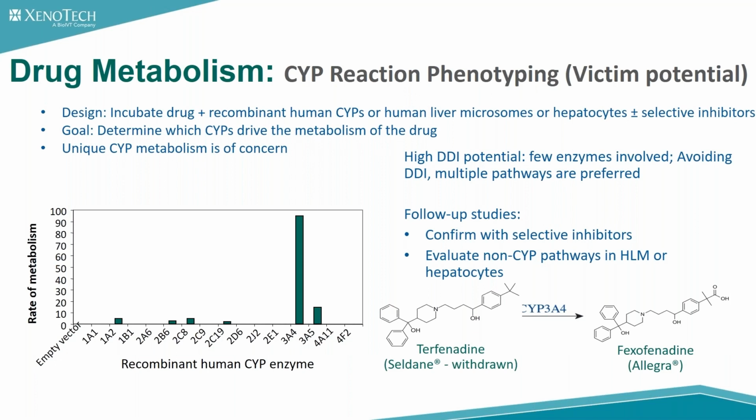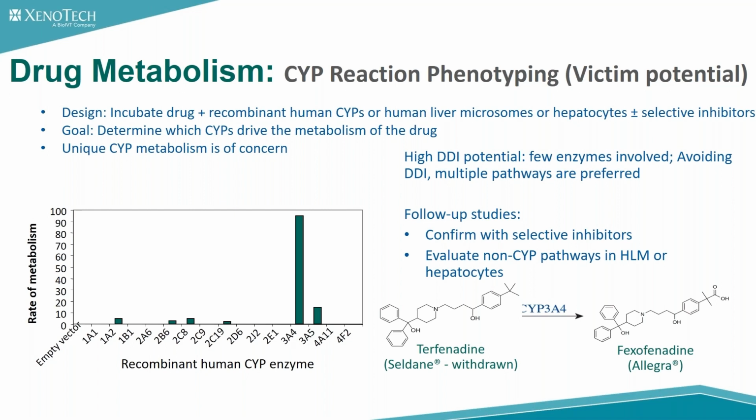Okay, the last study type under the drug metabolism category is the reaction phenotyping study. So reaction phenotyping identifies the relative contribution of various CYP or other enzymes involved in the metabolism of a drug. The study design for this is that the drug is incubated with recombinant human CYP enzymes, and either the metabolite formation or the loss of the parent, or sometimes both, depending on the questions being asked, are measured, and the rate of metabolism is then plotted.